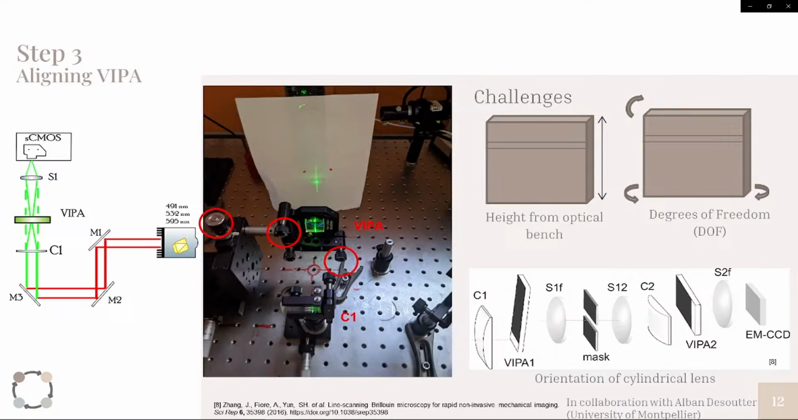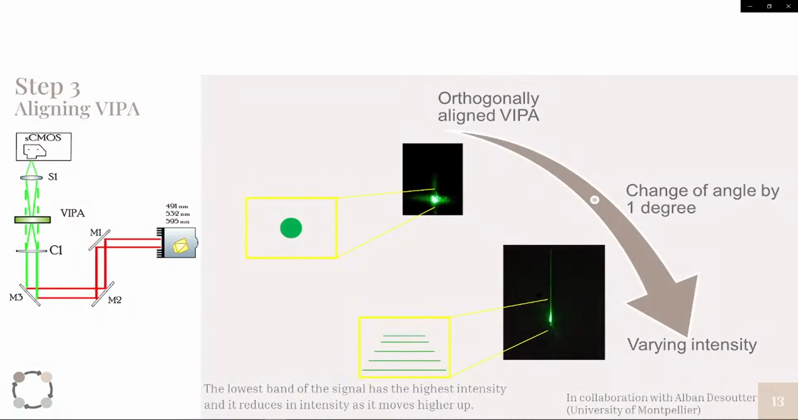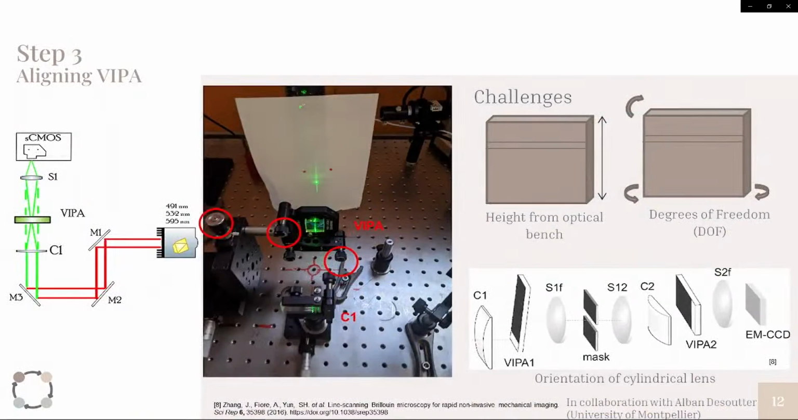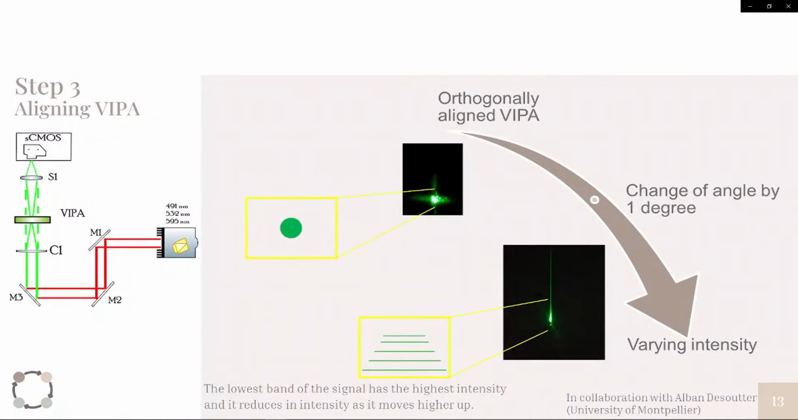Essentially, for the best output, it should be 0.87 degrees. But since with my system, the minimum that I can accurately calculate for the angular difference is 1 degree, I've chosen to do it as 1 degree. And once I change it by 1 degree, I have a varying intensity, as you see here, with a maximum at the bottom and minimum at the top.